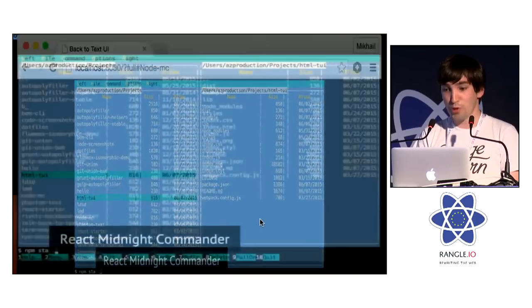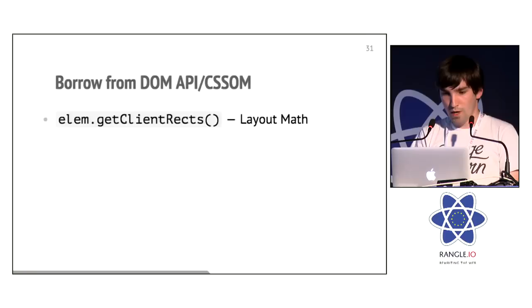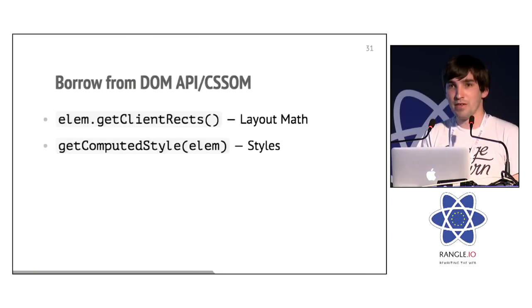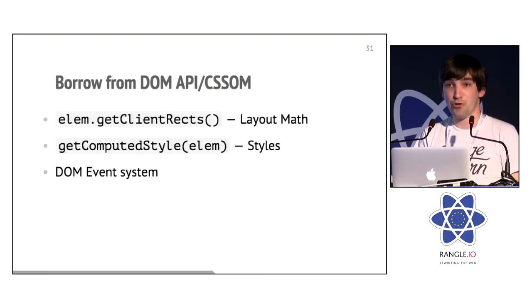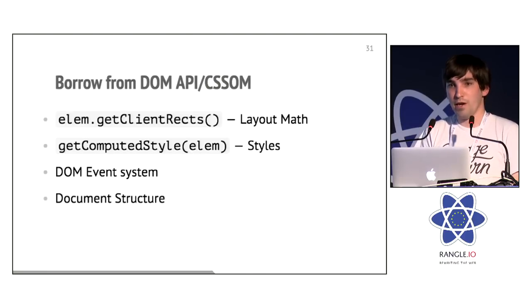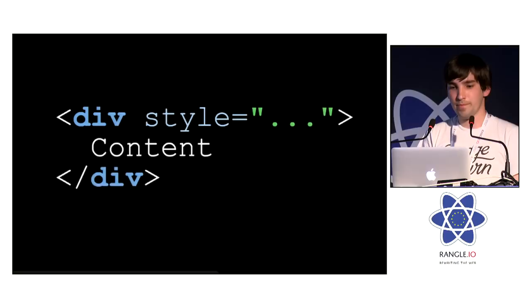So the question: how does it work? Well, basically, I'm just taking all these cool APIs from the browser. I'm taking the layout map, which is a really, really complex thing. I'm taking all the style inheritance and so on. I'm reusing the DOM event system and event bubbling and capturing if I want. And of course, the document structure.